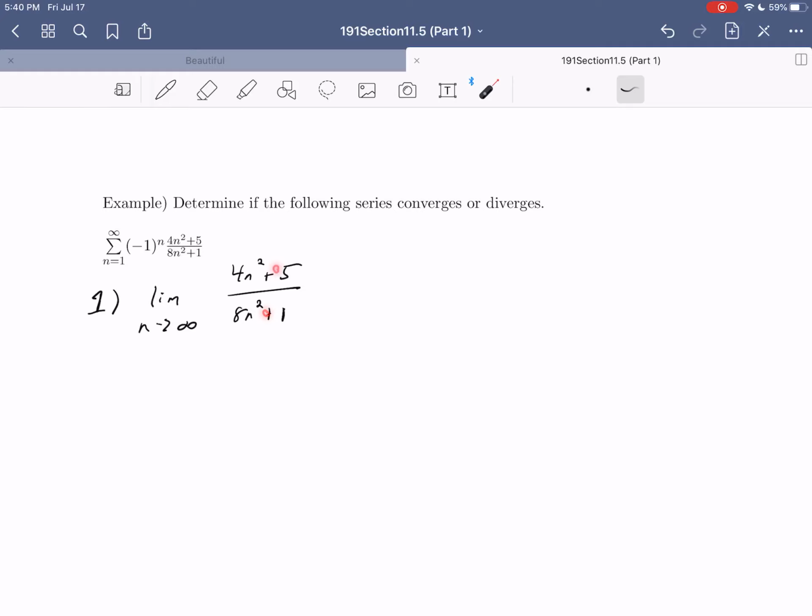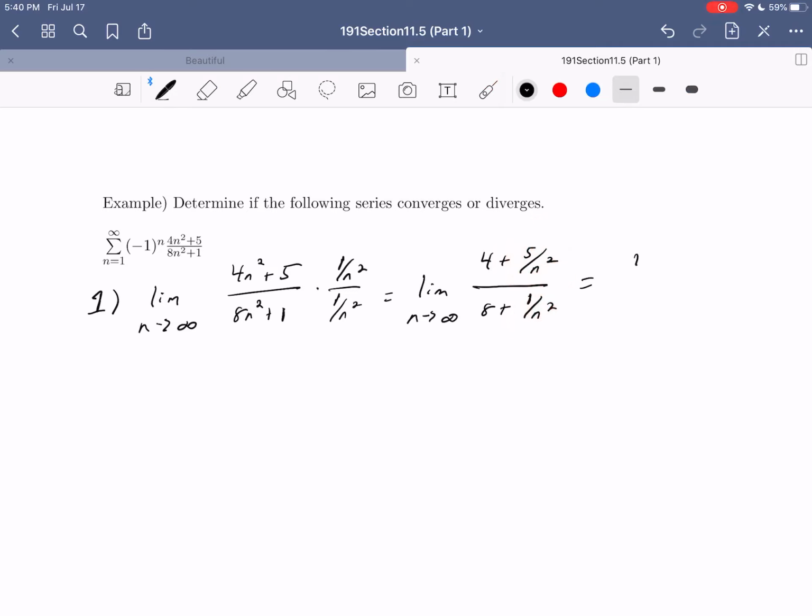This is polynomial over polynomial. You could use the replacement theorem, but it's unnecessary. You can just multiply 1 over n squared on top and bottom. So we get 4 plus 5 over n squared and 8 plus 1 over n squared. And then these terms, of course, go to 0. So we should get 4 over 8, which is 1/2. You will immediately notice that that is not equal to 0. So that tells us that it diverges.